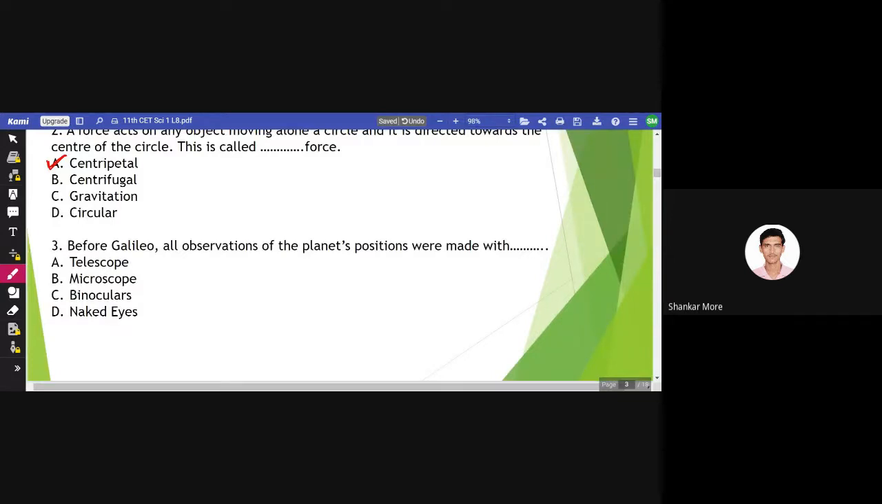Question 3. Before Galileo, all observations of the planets' positions were made with telescope, microscope, binoculars, or naked eyes. Which option is correct? Naked eyes. All right. So can you explain in short the difference between centripetal and centrifugal force? I would have explained it, but I guess we don't have time to explain the things. So I will just go with the questions as of now. You can join the classes where we teach the actual subject. Is the sound not hearing for everyone? The sound is clear, right? So option D is correct, naked eyes.